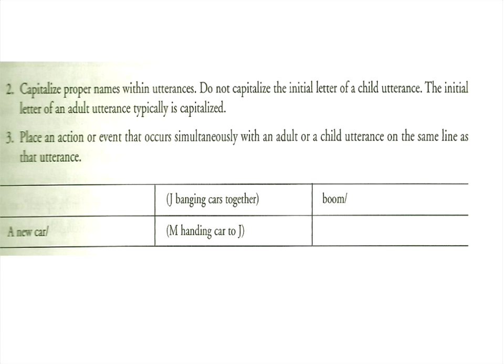Number 3, place an action or event that occurs simultaneously with an adult on the same line. So you see Jay banging cars together, and you put the word boom. The parent says a new car, and you're going to put the context right beside it if it's happening simultaneously.